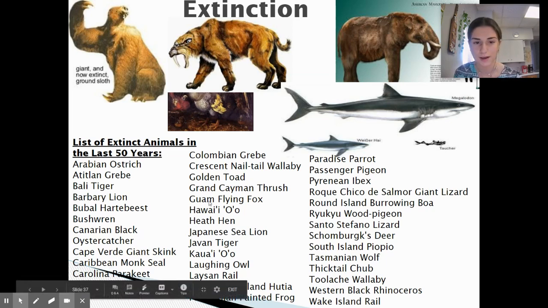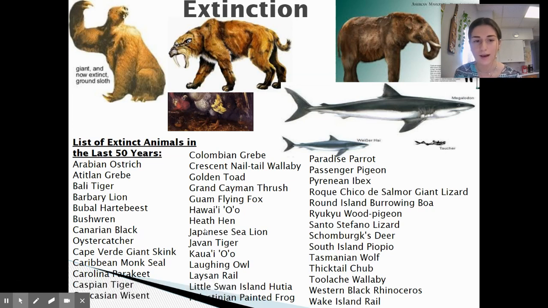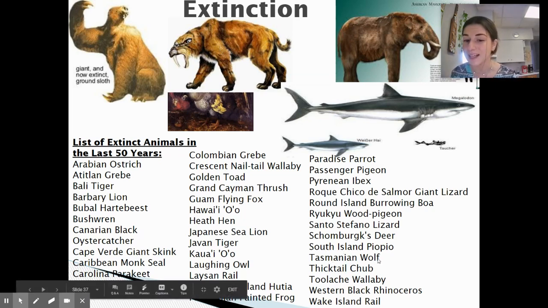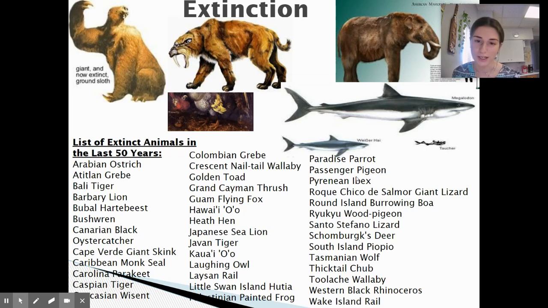I want to see some interesting ones. We have the Japanese sea lion. We have the crescent nail-tail wallaby. We have the golden toad. I'm not sure, but we have so many different ones. We have Tasmanian wolf, which sounds really cool. The thick-tailed chub, the passenger pigeon, paradise parrot.